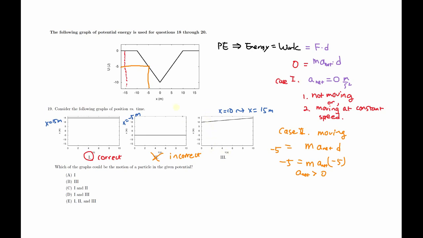Now the third case is between 0 to 15. If you take a look at 0 to 15 meter, you do notice that the potential energy is not increasing or decreasing. So that's same scenario as the case 1. Therefore, this is correct as well. So answer has to be 1 and 3.